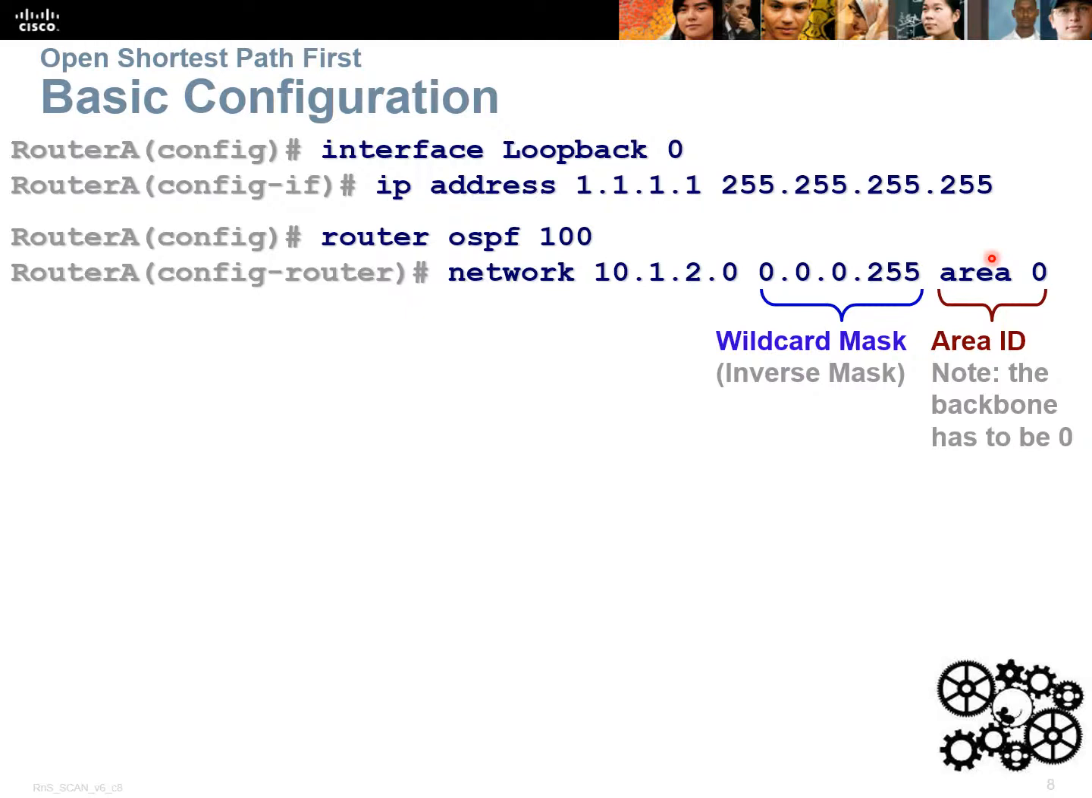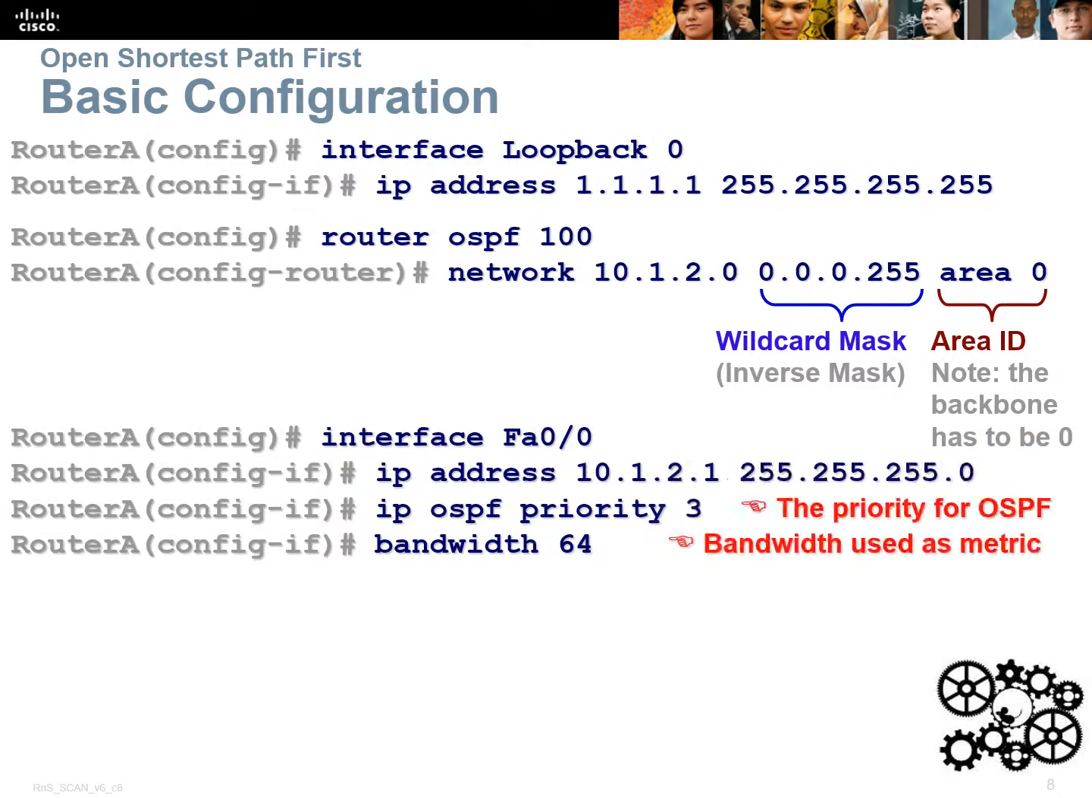And the area ID. Even though we're only doing single area in this first module, you must have area 0. That single area that we're working in is area 0, and the slang term for that is the backbone area.